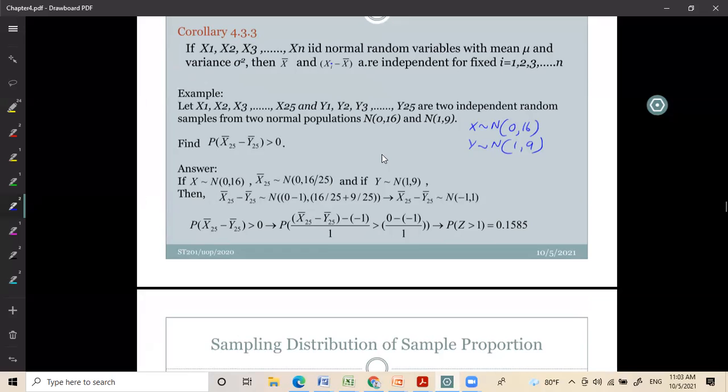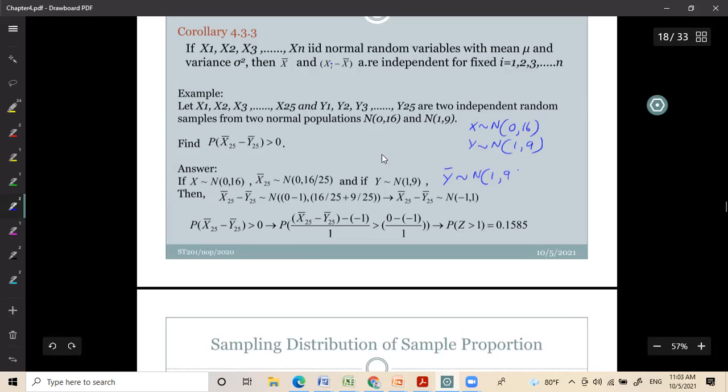And when Y is normal with mean 1 and variance 9, what is y bar? It is again normal. The mean is the same as the population mean. The variance will be the variance divided by the sample size 25. We want to find the probability of their difference, that is x bar 25 minus y bar 25. This 25 is there to indicate that the sample size is 25.